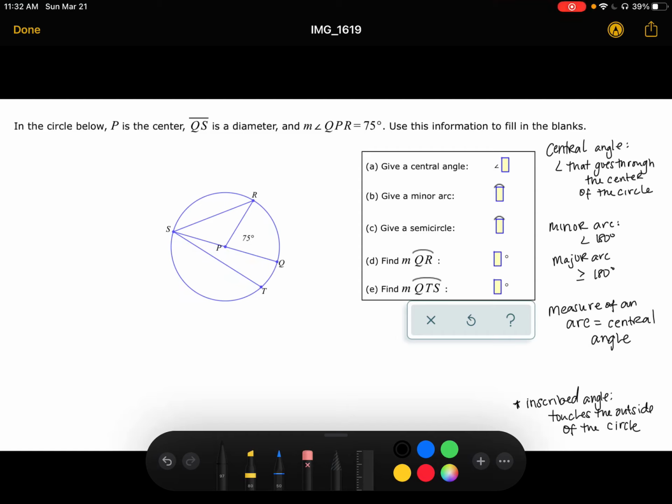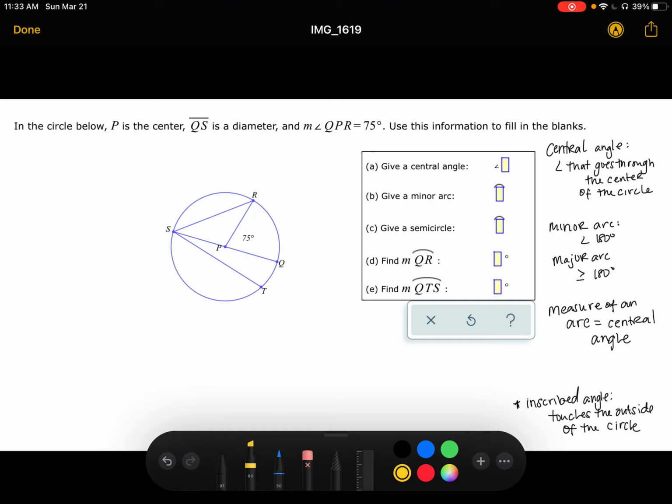All right, so in this video, we're going to talk about how to find central angles and arcs and semicircles and all that good stuff with your questions. I have some notes on the side, and we're going to talk about them as we come across them. All right, so it says give a central angle.